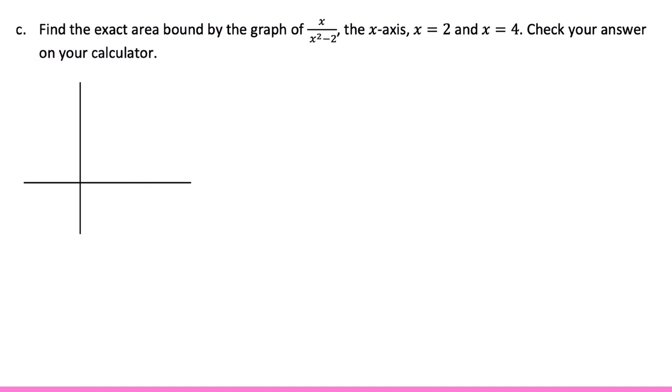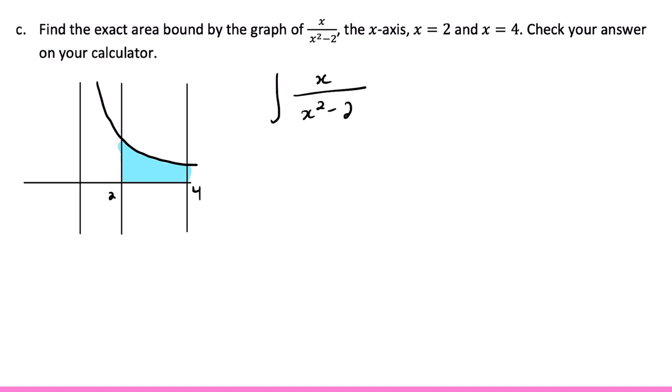This function, it's not a function that we're familiar with, but it does look like this. So it's got an asymptote, it's not going to fall below the axis. Here would be 2, here would be 4. So what I'm trying to do is find this area over here. So what it wants is x minus 2, and it wants it between 2 and 4.